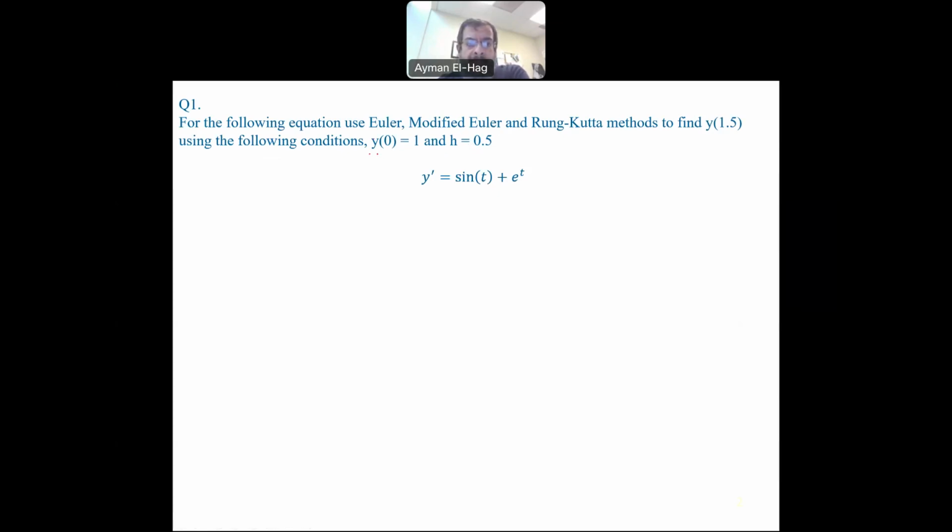So we know y at 0, the initial condition. We want to find y at 1.5, and this is the increment that we'll be using. So we need to find y at 0.5, 1, and 1.5. This is the formula for the Euler method: y of the current iteration is equal to y of the previous iteration plus h, which is your increment here, times the function. And here is our function, sine t plus e to the power of t.